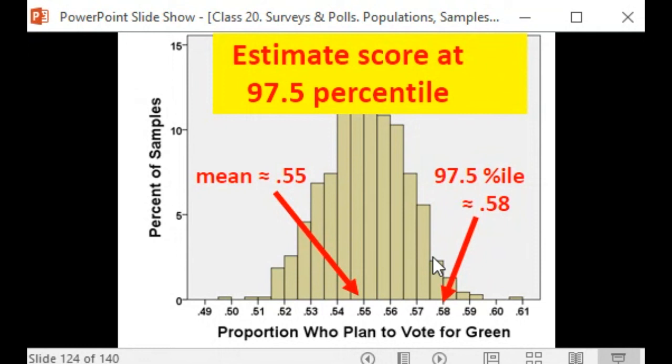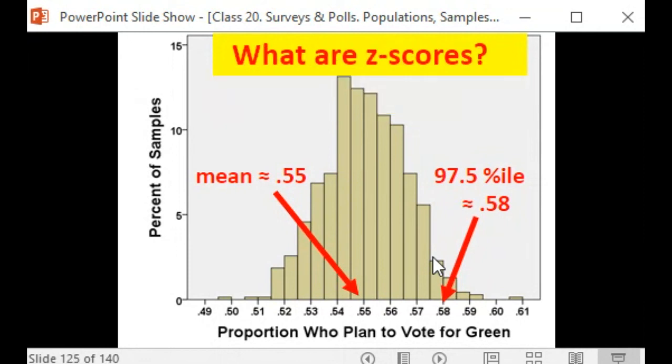So we've now identified the score at the mean, 0.55, and the score at the 97.5th percentile. Now, why did I ever choose that percentile? Well, we'll see in a second, because I want you to ask yourself, what are the z-scores for 0.55 and 0.58? So let's start with 0.55. What is the z-score if the raw score, if p is 0.55? Well, here's the answer. Z equals 0, because 0.55 is at the mean, or at least we estimated it is. And of course, the mean is always equivalent to a z-score of 0.